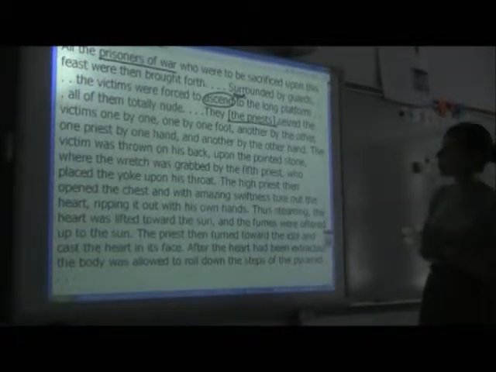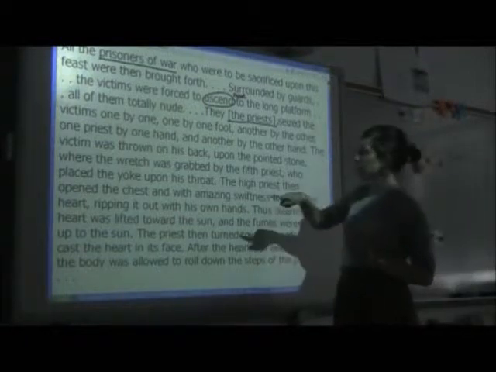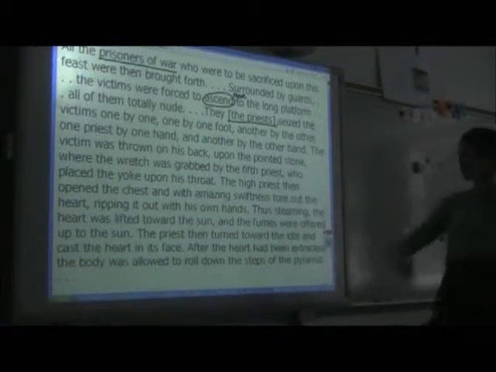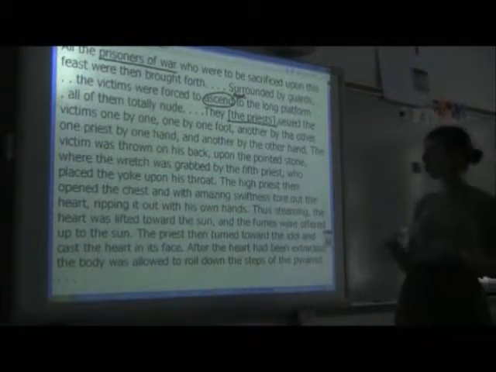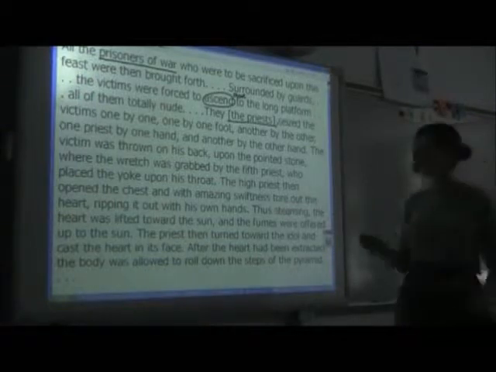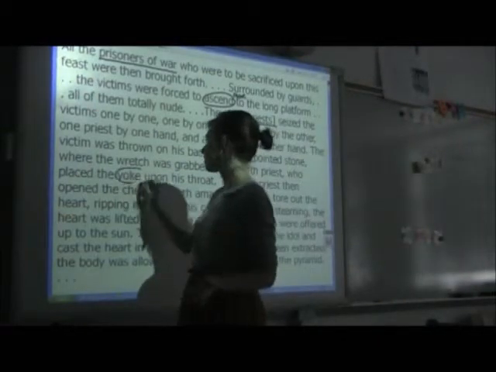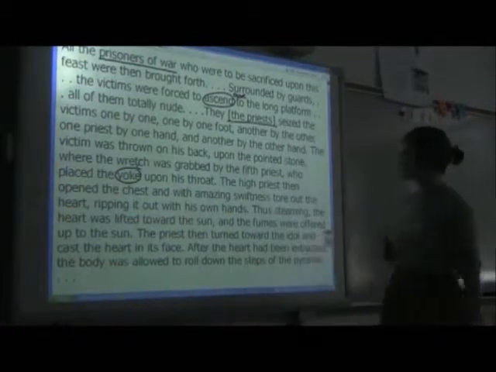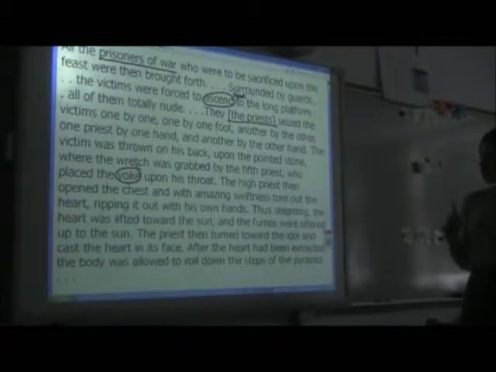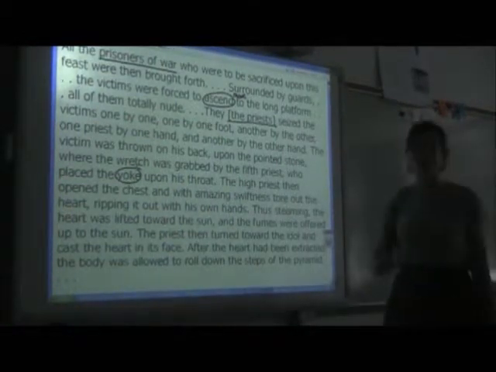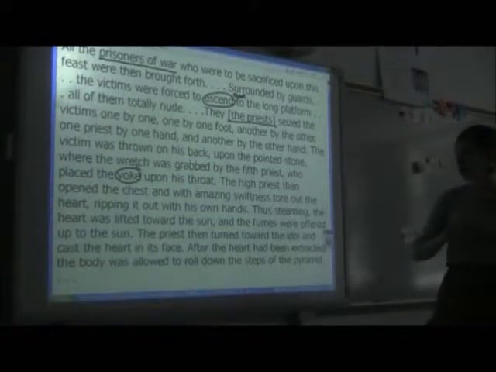The victim was, remember here, the victim was thrown on his back upon the pointed stone where the wretch was grabbed by the 5th priest who placed the yoke. I'm not sure what this is, but it's something they're placing along his throat. The high priest then opened the chest with amazing swiftness and tore out the heart, ripping it out with his own hands.